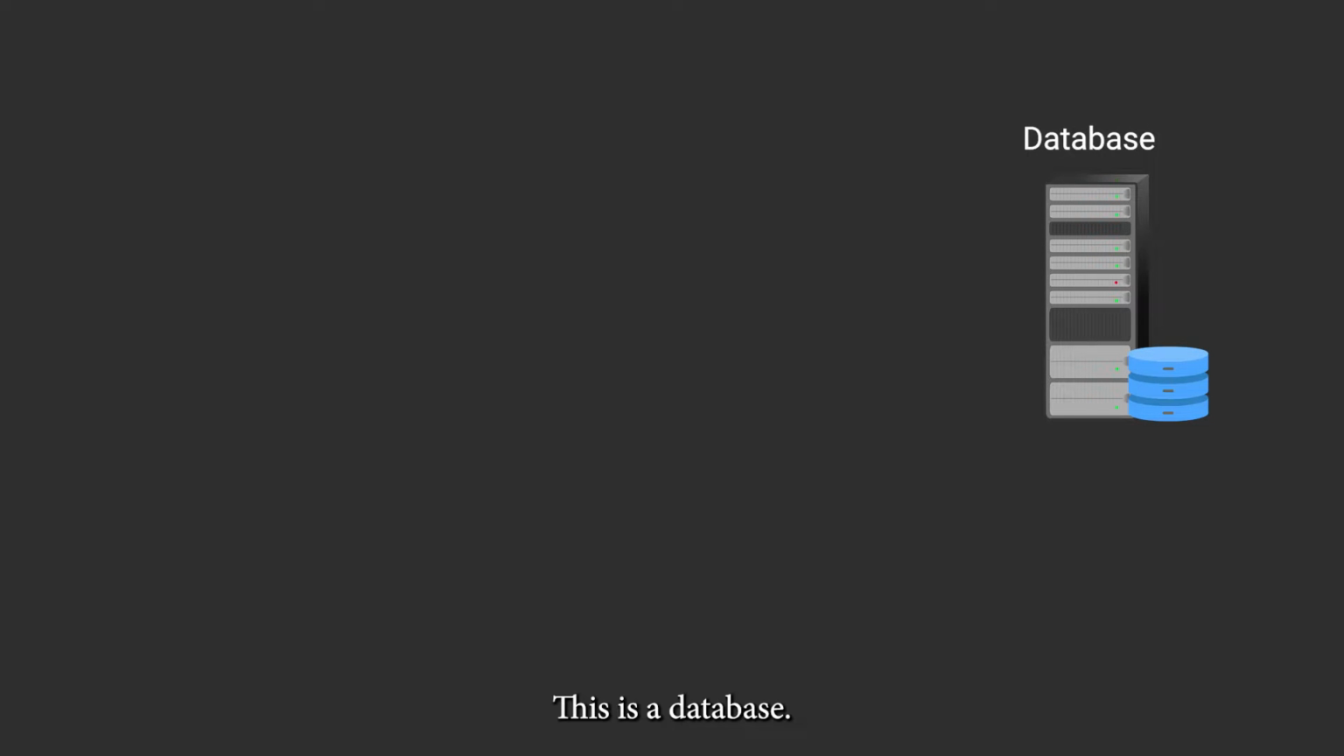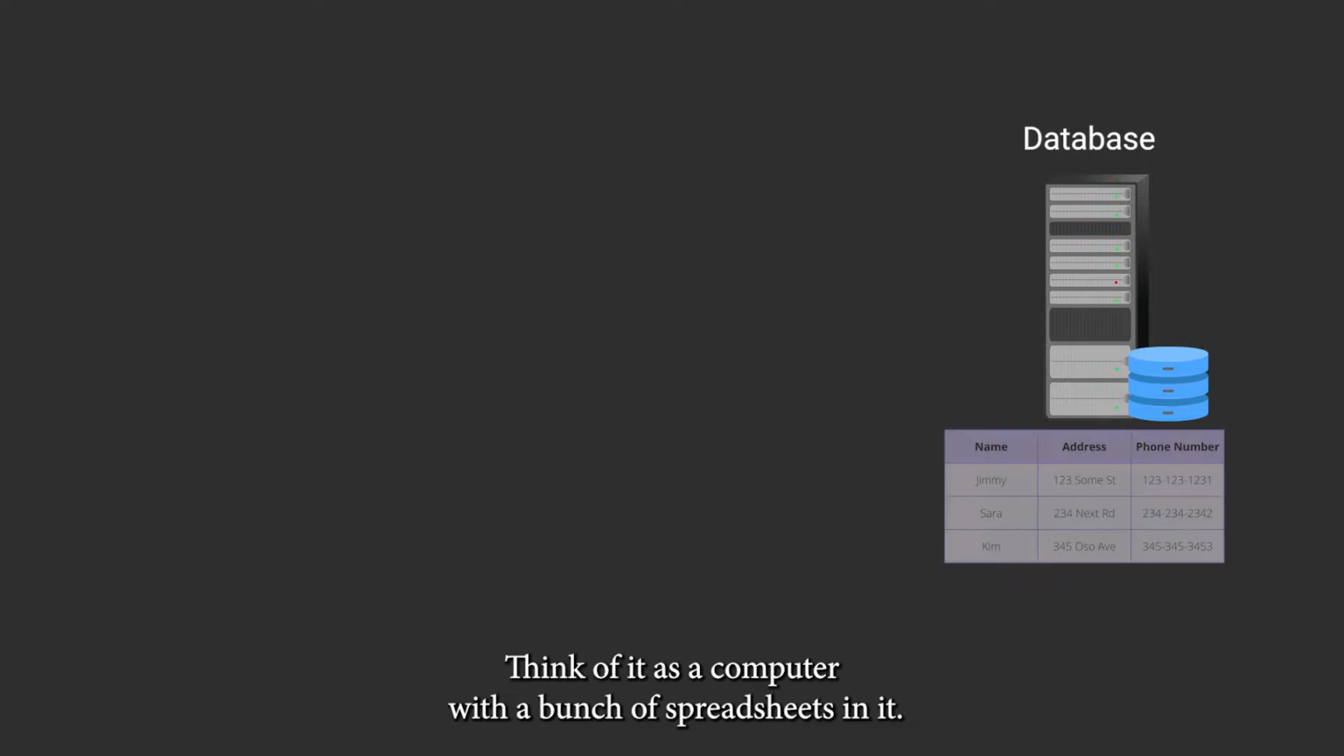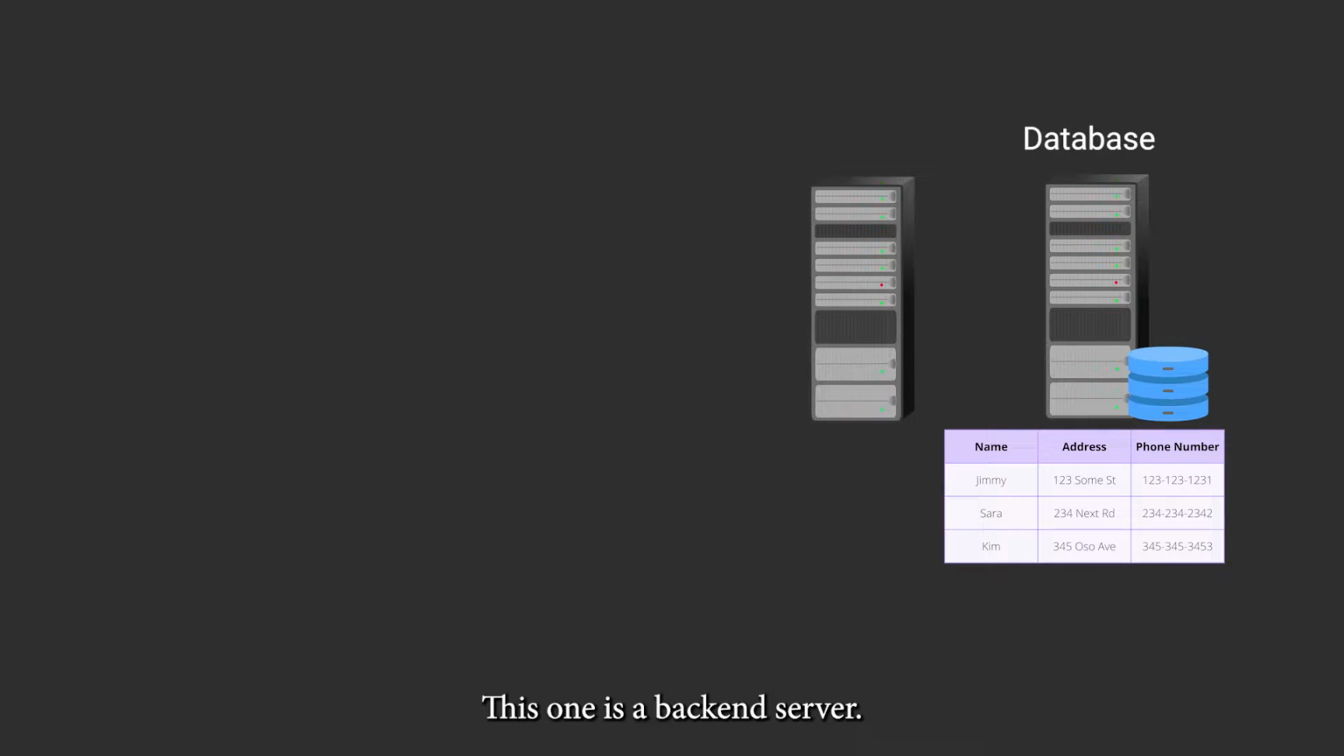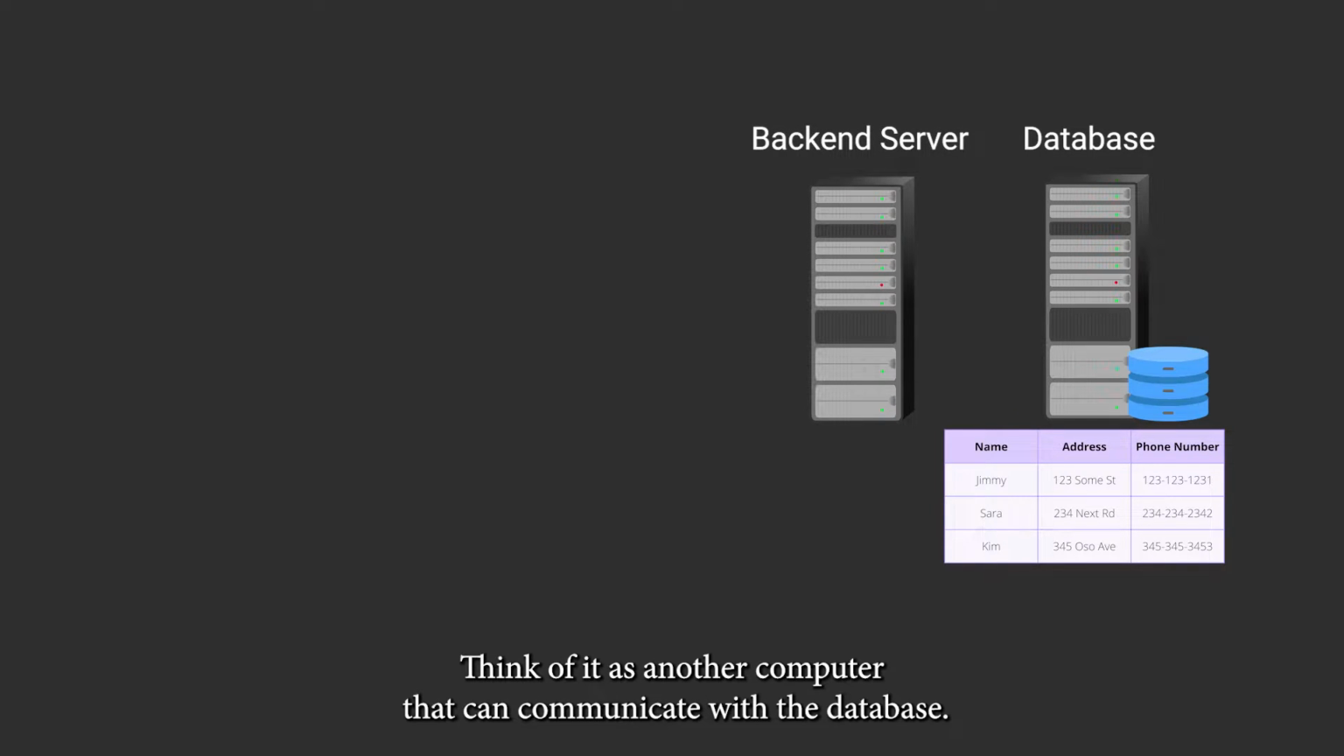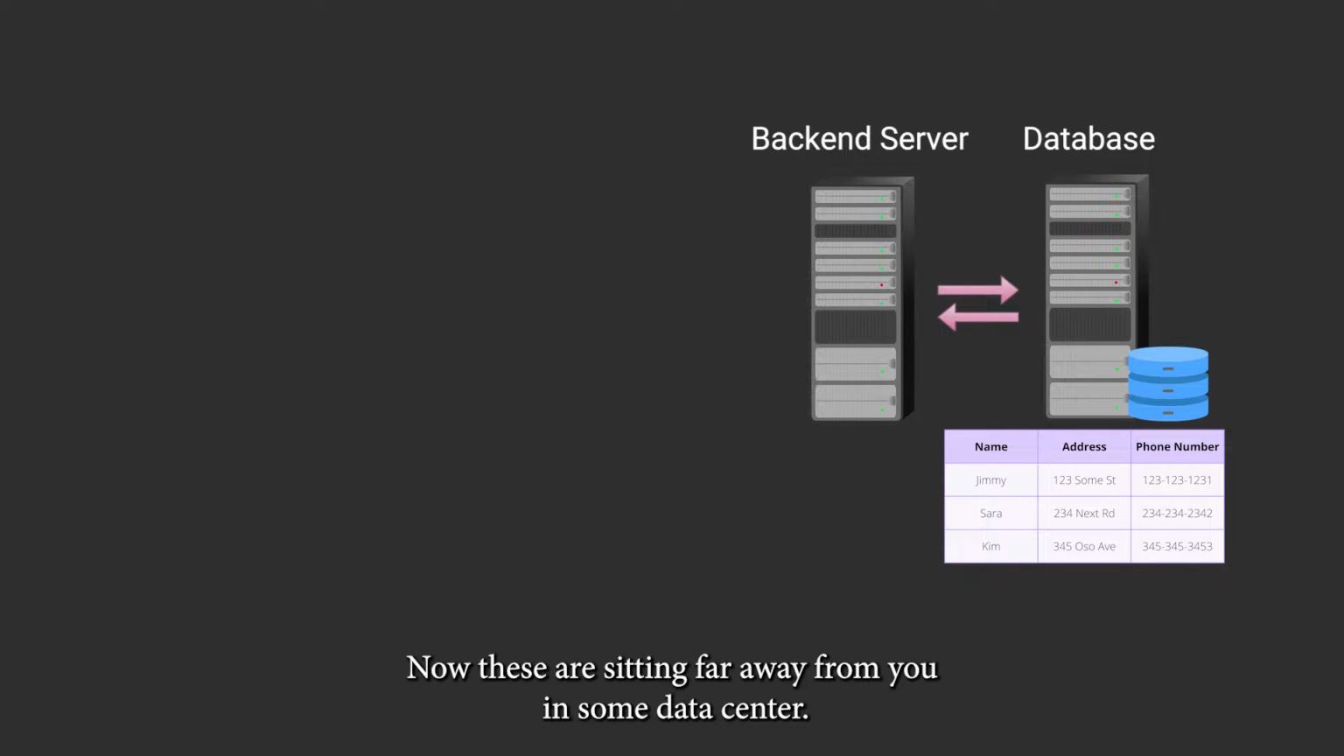This is a database. Think of it as a computer with a bunch of spreadsheets in it. This one is a backend server. Think of it as another computer that can communicate with the database. Now, these are sitting far away from you in some data center.